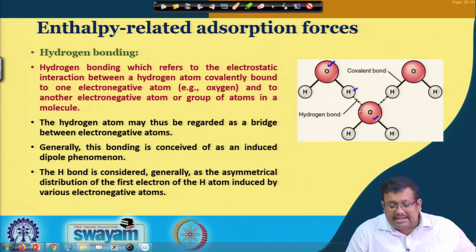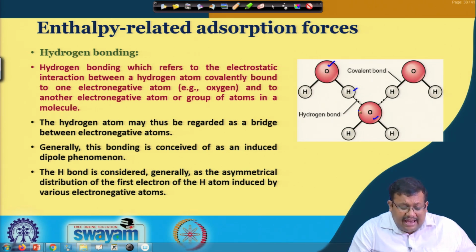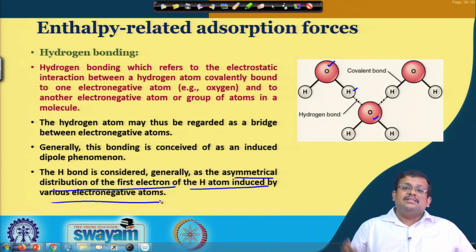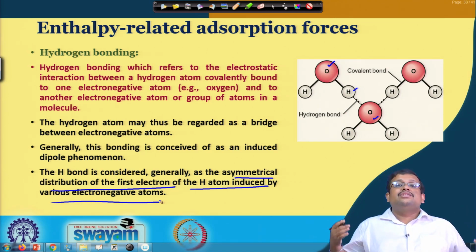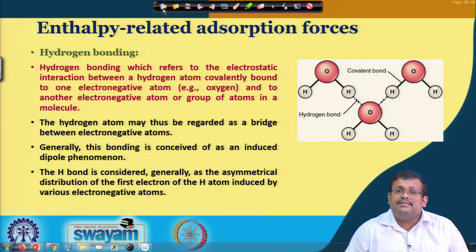Generally, this bonding is conceived as an induced dipole phenomenon, with a positive and negative dipole. The hydrogen bond is considered generally as the asymmetrical distribution of the electron of the H atom induced by the various electronegative atoms. So, due to the presence of the electronegative oxygen atom, there is an induced asymmetrical distribution of the electron of the hydrogen atom, and as a result there is an electrostatic attraction. So, this is called hydrogen bonding.